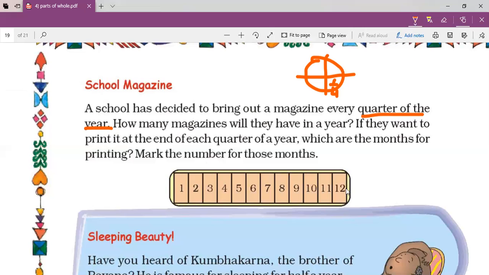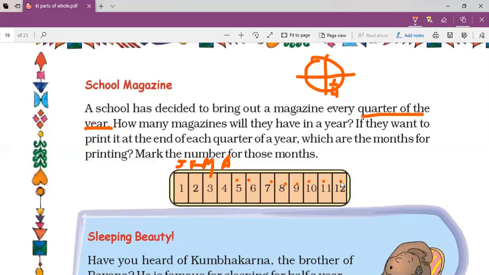What is it? A year consists of how many months? A year contains 12 months. So these are the months. First is January, then February, March, April, May, June, July, August, September, October, November, and December. These are the months of the year.